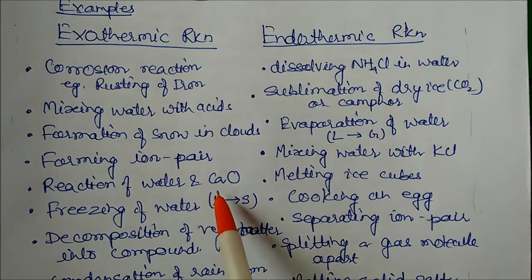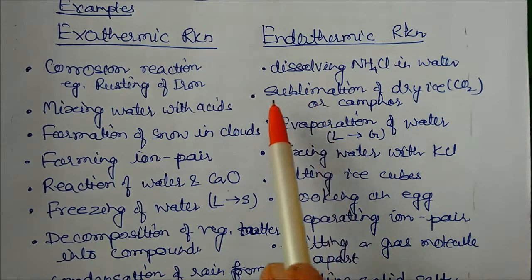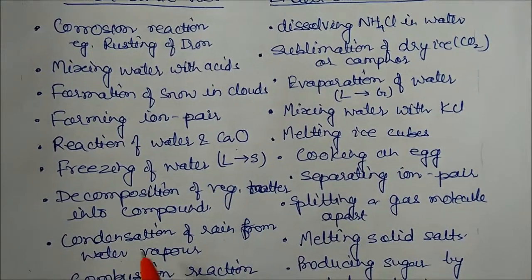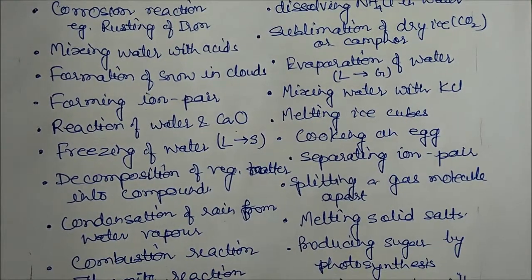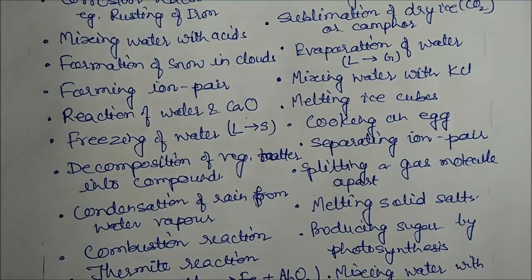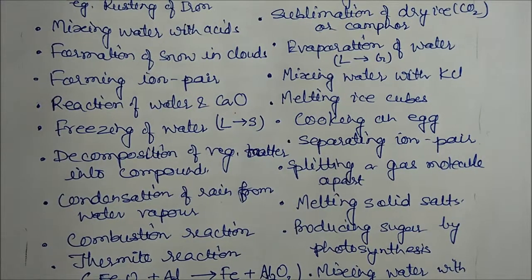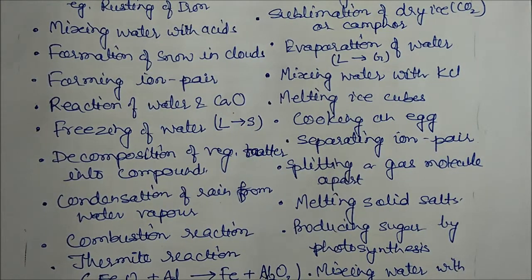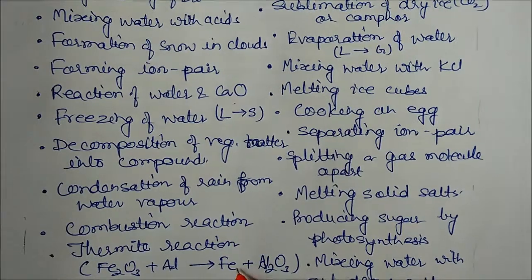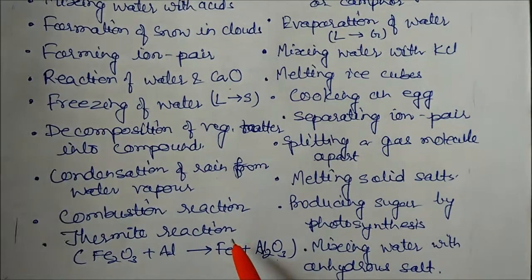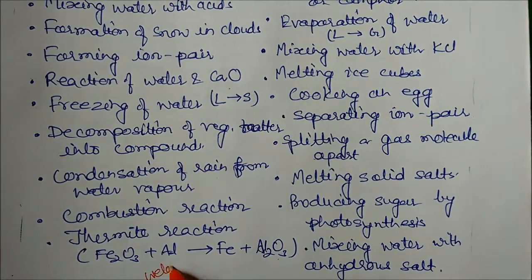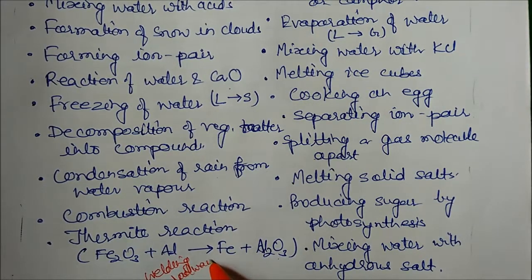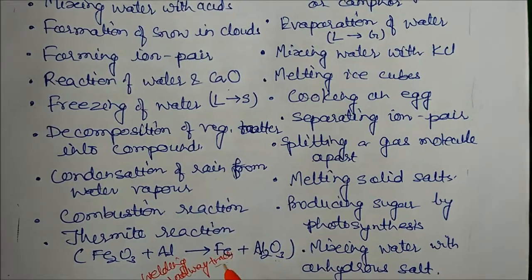Reaction of water and calcium oxide, freezing of water, decomposition of vegetable matter into compounds, condensation of rain from water vapor, combustion reactions, thermite reaction. Thermite is a very important reaction in which iron oxide reacts with aluminum to form iron plus aluminum oxide. This is used in welding railway tracks when tracks are broken off.